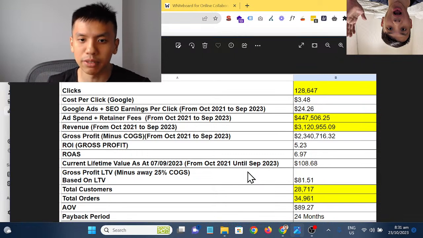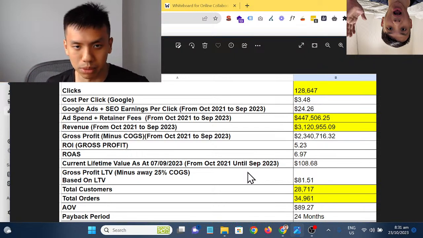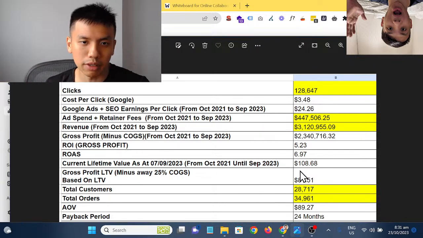But a savvy entrepreneur would think long term, a savvy marketer would think long term, and understand the numbers that I've described to you here. Because lifetime value is $108, and the average order value being $89, goes to show that the repeat purchase rate is roughly about 15%, or somewhere between 10 to 15%.